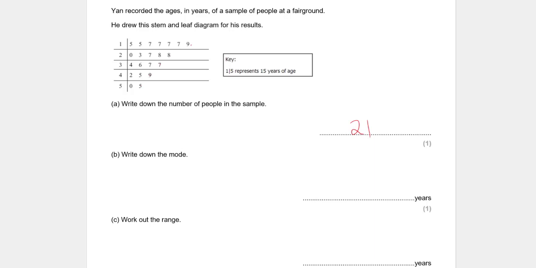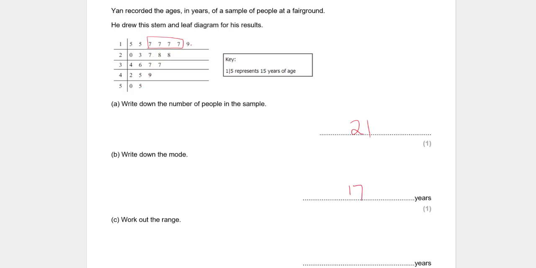Next, question B, write down the mode, which number appears the most. So we can see here on top we have these 7s, so that's 17. Be careful, don't just write down 7. There are other 7s here as well, but that's 27 and that's 37. Some people will make the mistake of writing just 7. It's not 7, it is going to be 17. So 17 is the mode.